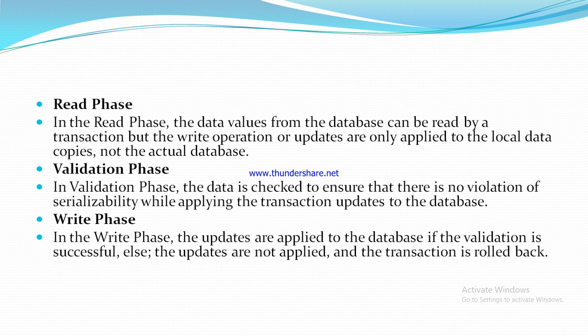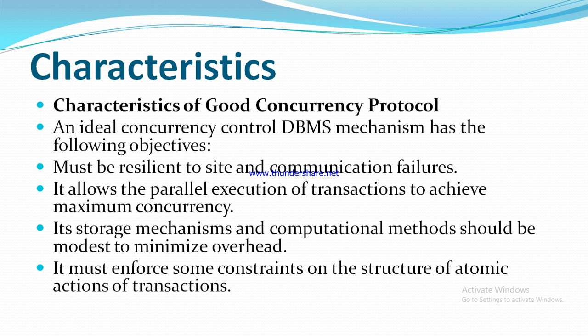So in the write phase, the updates are applied to the database. If the validation is successful, then only we can perform all the operations. Otherwise it recovers to the old state. So these are the 3 phases in validation based protocol. And what are the characteristics of concurrency control?